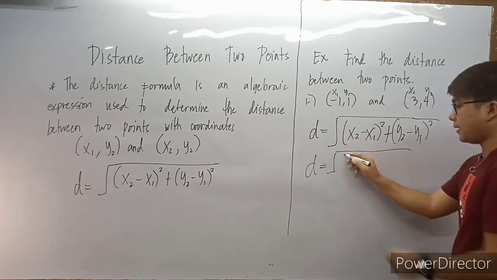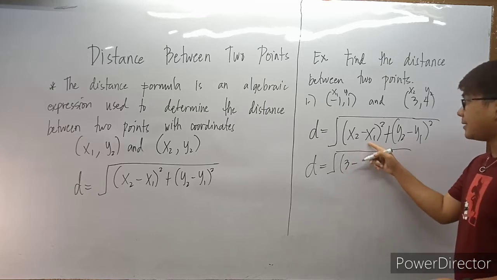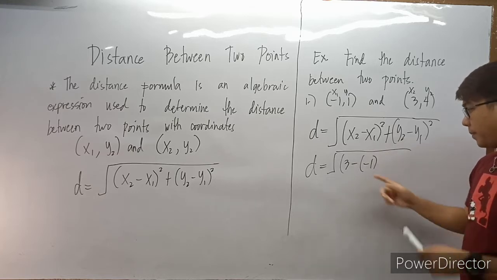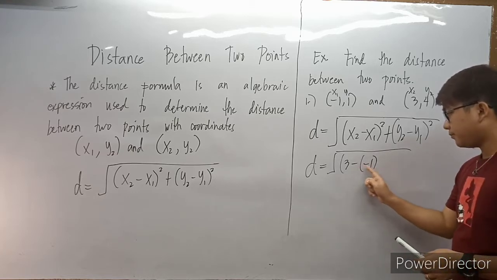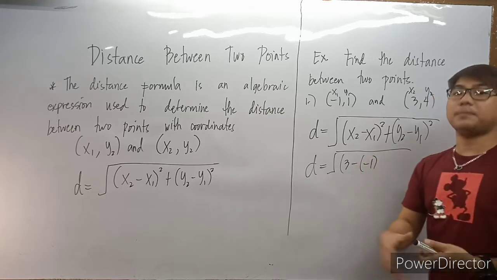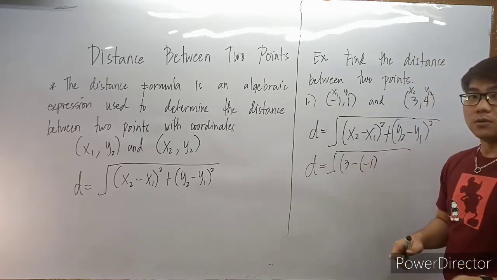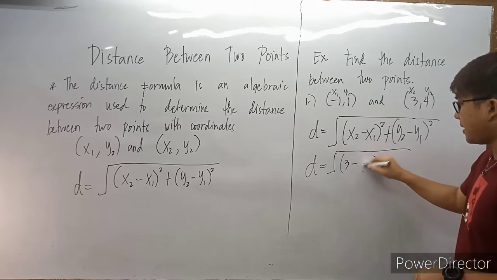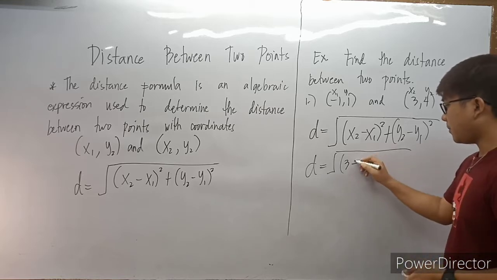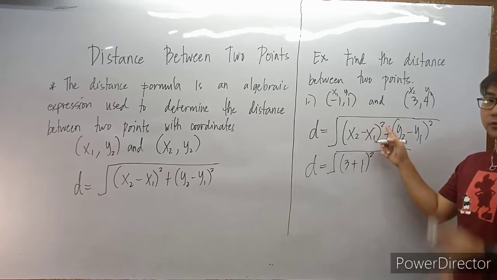So, lagay natin. Ano yung value ng x sub 2 natin? 3 minus x sub 1 natin. X sub 1 natin is negative 1. Kapag may magkatabing sign katulad nito, minus at negative, i-multiply natin yung dalawang sign na magkatabi. So, negative times negative is equal to positive. Gawin natin positive na agad. So, magiging plus 1 na. 3 plus 1 squared. Dahil may square tayo, don't forget the square.